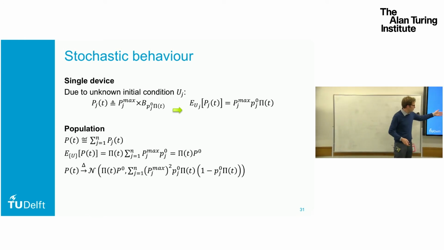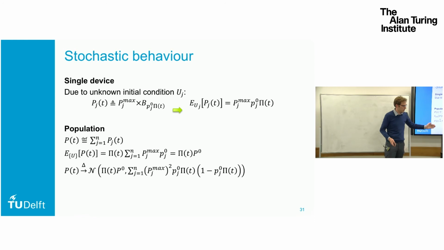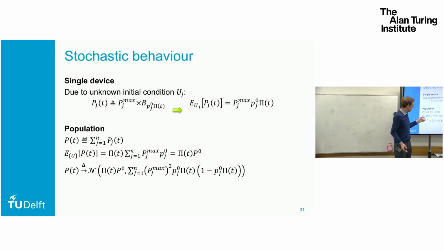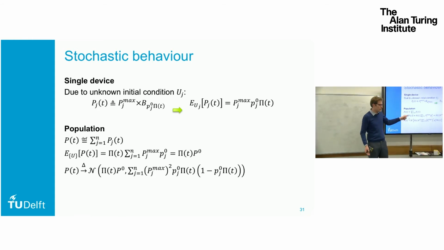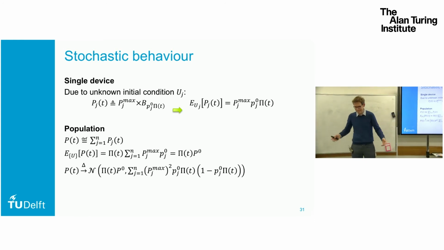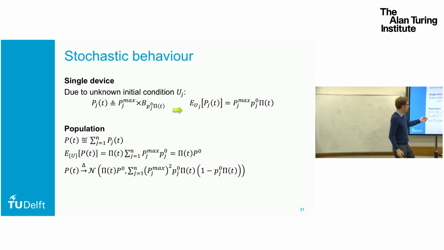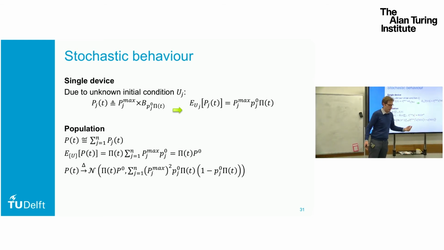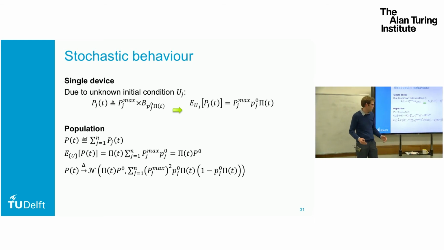And then as a population, we take the sum over all of them. And remember, we might have different power consumptions in each, and we might have different natural duty cycles in each. We get that the expectation taken over all random initial conditions, so that's just U, again gives us the same desired answer. So that's, again, by design.